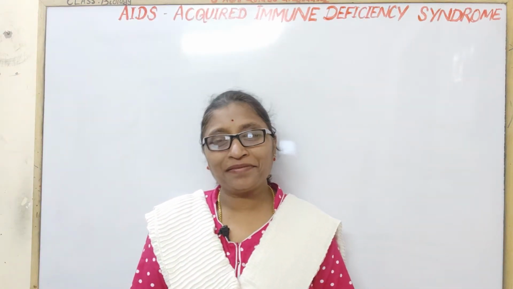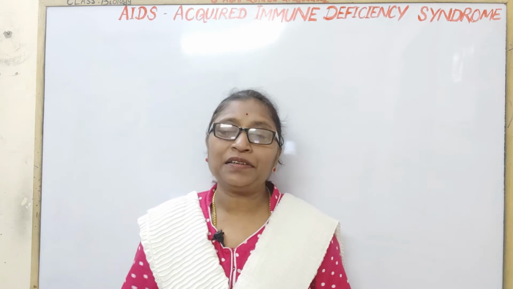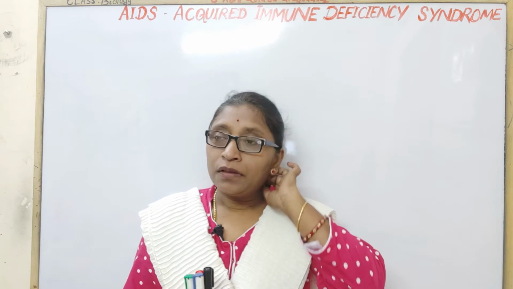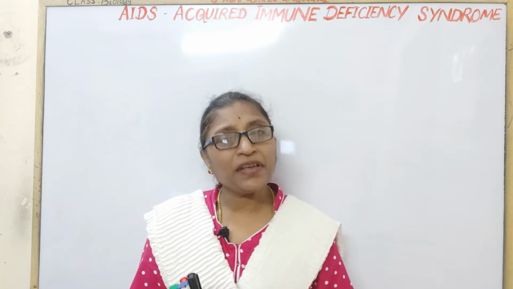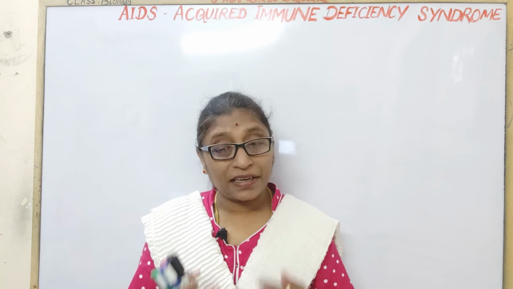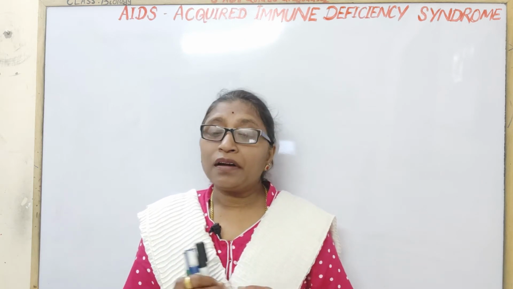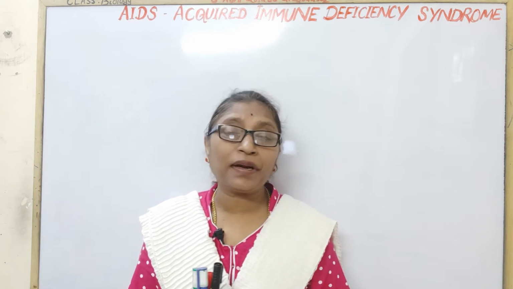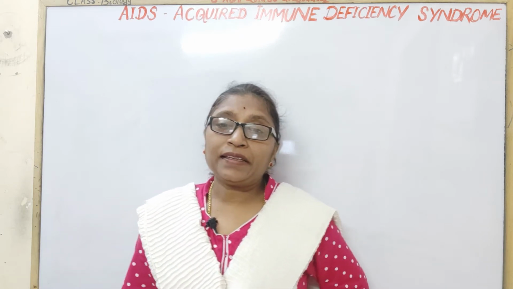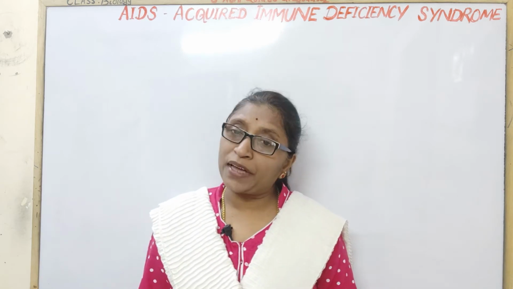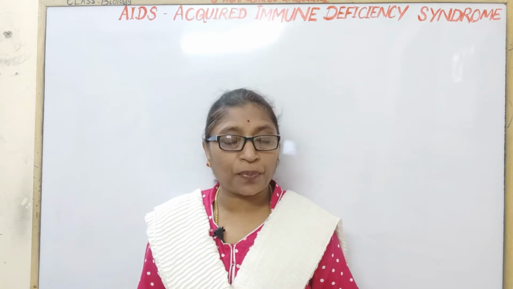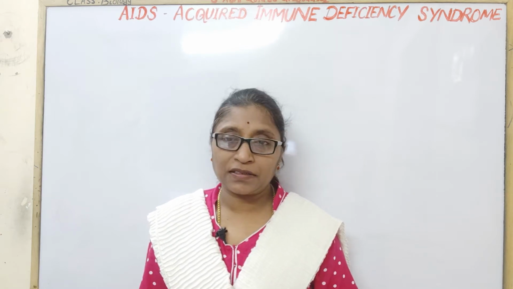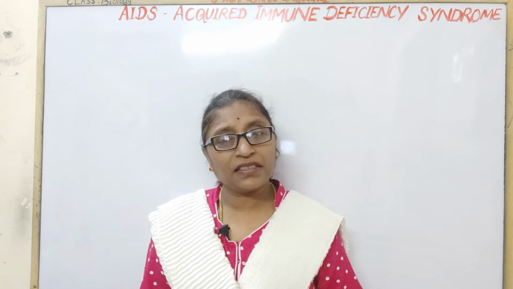Hello students. In the previous session, we discussed the genetic basis of cancer. All cancers have some genetic basis. There are some cellular growth regulating genes, mainly categorized into two types: oncogene and tumor suppressor gene. These genes are present in every cell.